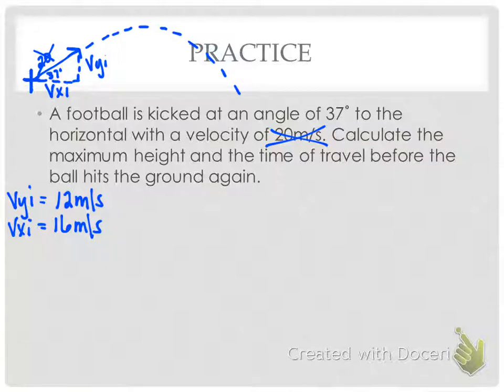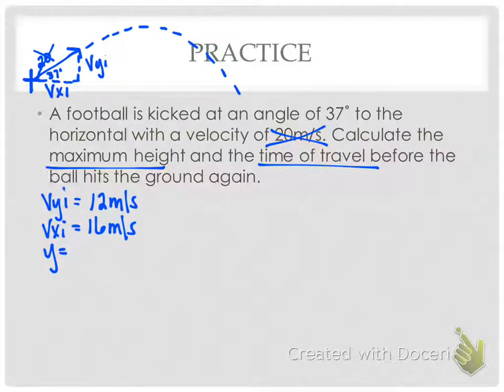All right. We want to find the maximum height and the time of travel before the ball hits the ground again. Maximum height. What variable does that mean we're solving for? What'd you say? Yeah, y, good. We're solving for y. We use x and y as our distance now. So since we're solving for our vertical distance, we're going to solve for y.